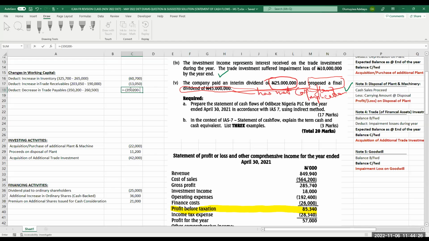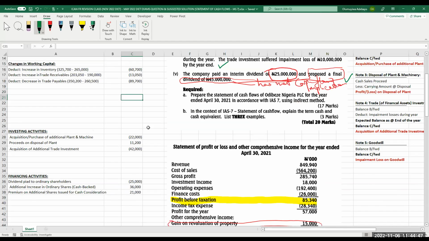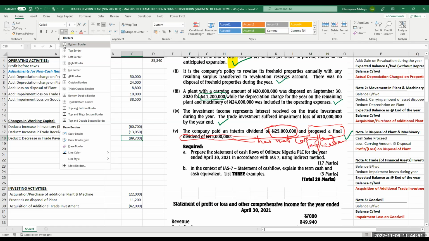$350,200 to 260. That is that. Okay, there's no other item there. Bank overdraft will be treated as cash equivalent for cash flow purposes, while taxation will be treated separately to determine the tax rate. We'll get to that level. Now, at this point, what do we have?